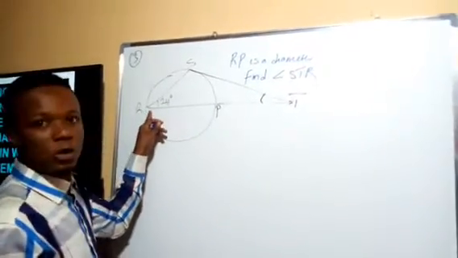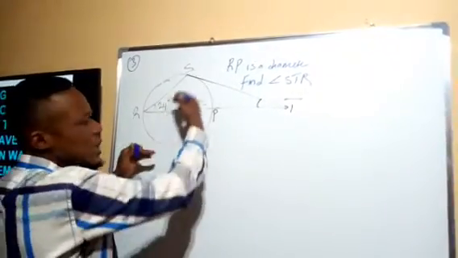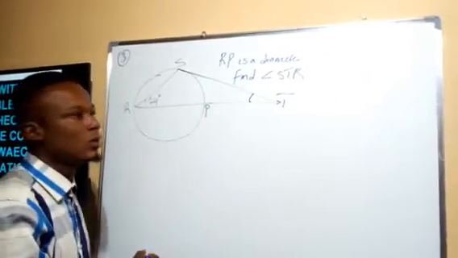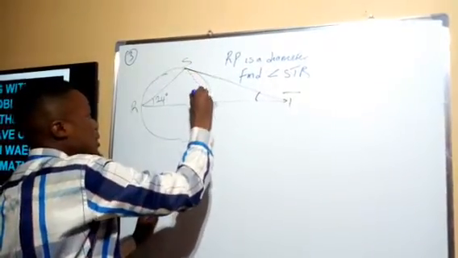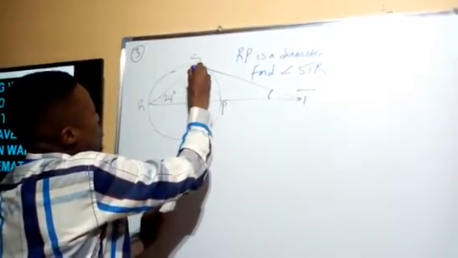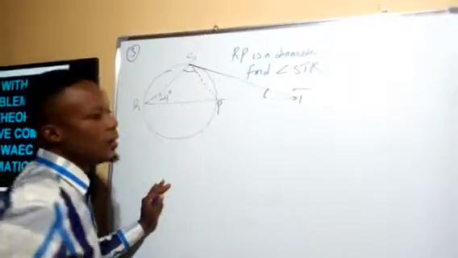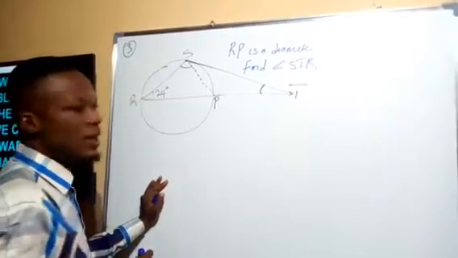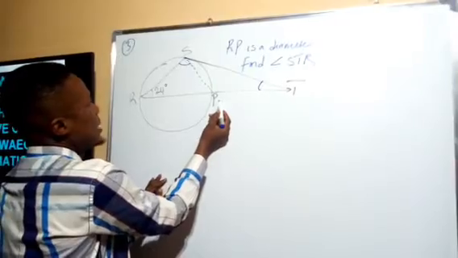Since they told us that RP is a diameter, we need to suspect one thing, which means each of the parts up and down here is a semicircle. Then I can cut out something like this at the circumference so that I can have the angle at the circumference of a circle here. But there is a theorem which tells us that the angle in a semicircle is 90 degrees, because we are told that RP is a diameter.